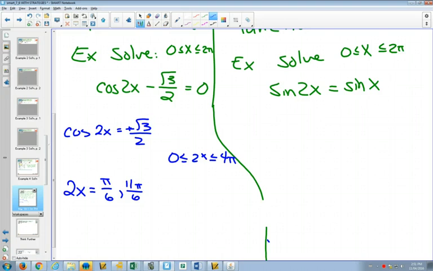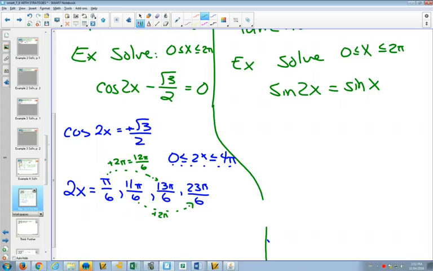That's only the first time around, though. For 2x, we have to go to 4 pi. So the second time around, we'll have 13 pi over 6 and 23 pi over 6. How did I do that quickly? With my first one, I'd have to add 2 pi to get there. But since it's over 6, to get a common denominator, 2 pi is the same as 12 pi over 6. And same thing with this one. If I added 2 pi or 12 pi over 6 to that one, I would get 23 pi over 6. So that's what 2x is equal to.